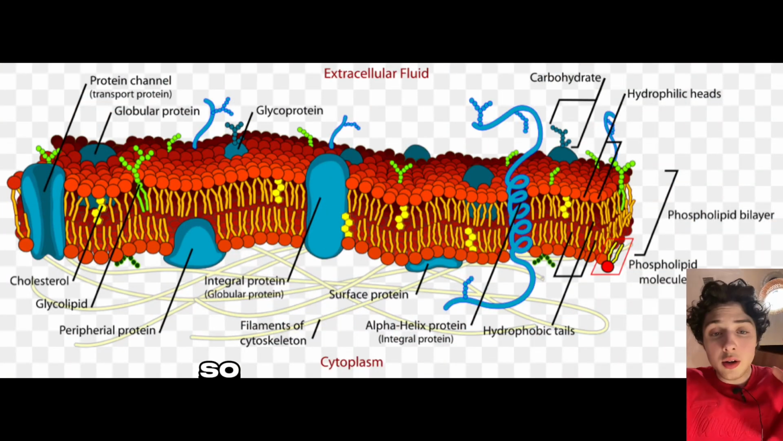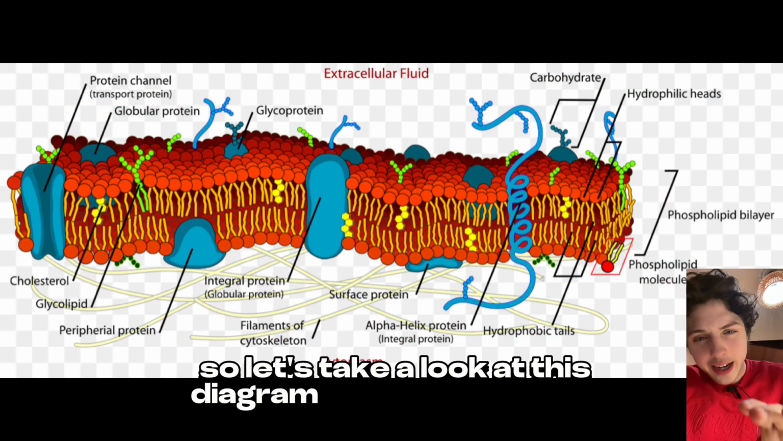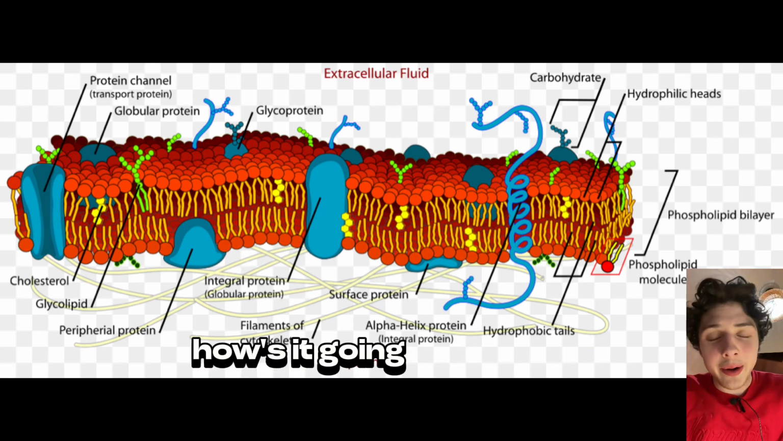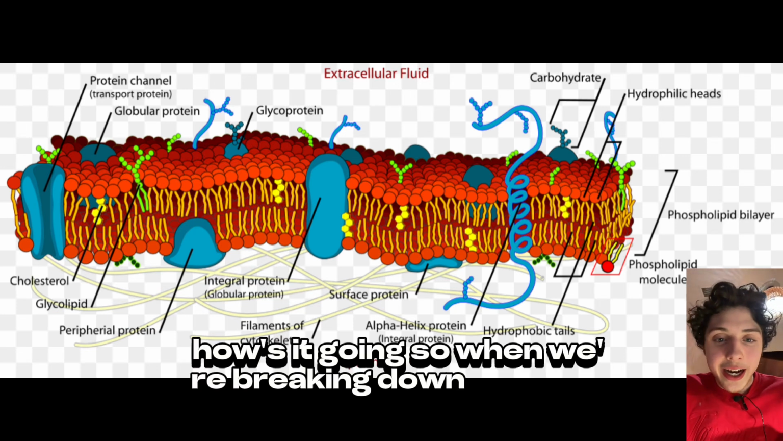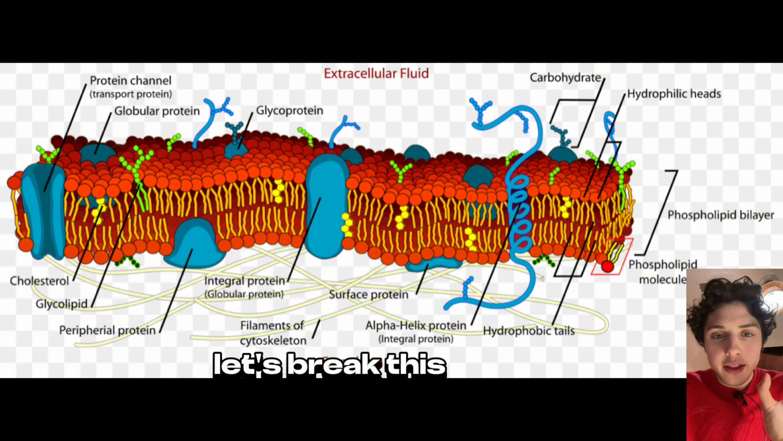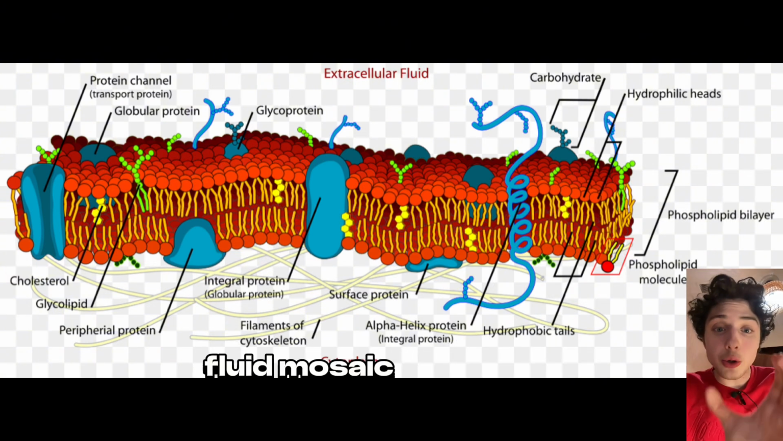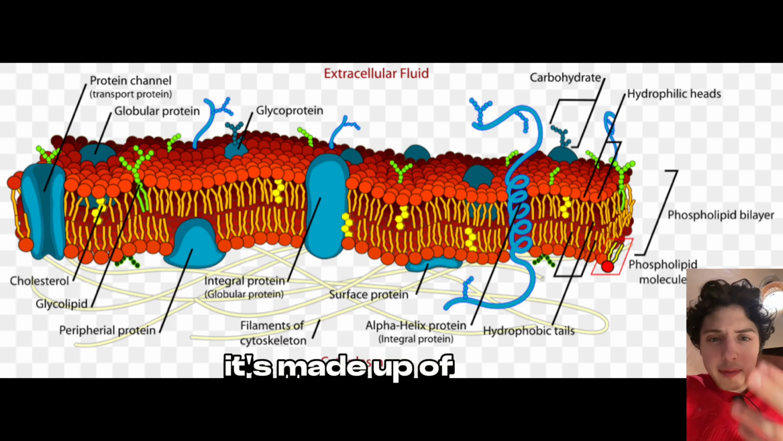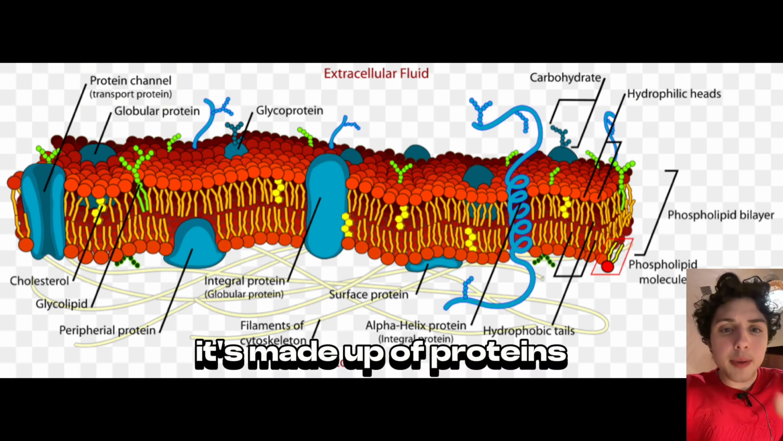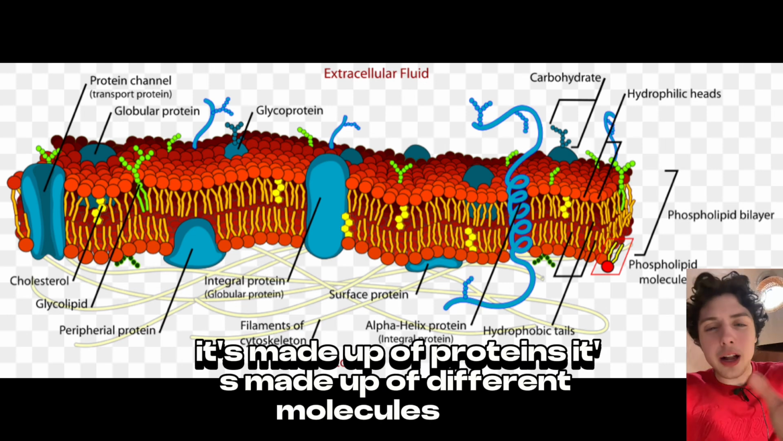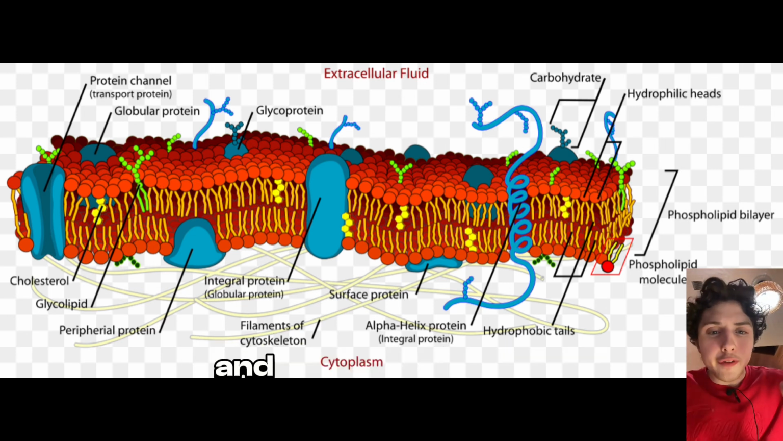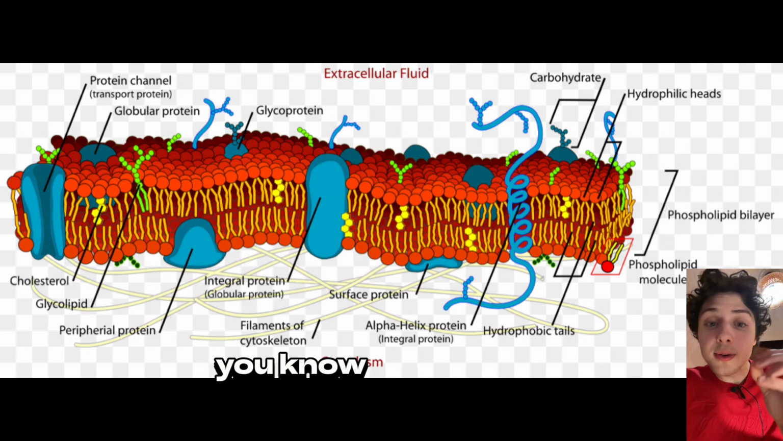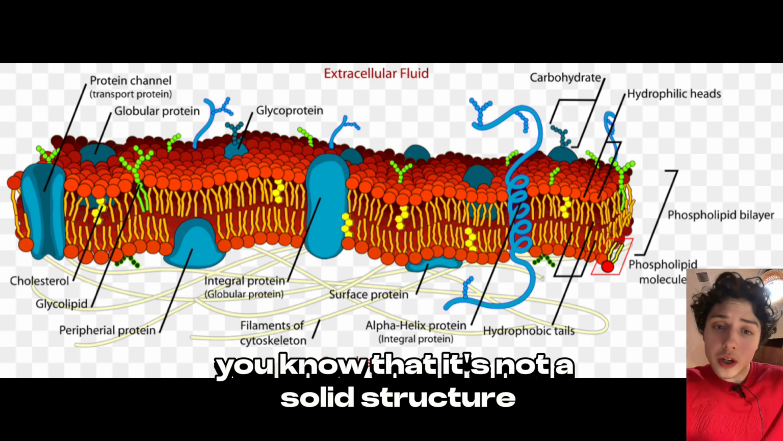Let's get into it. So let's take a look at this diagram that we have here. You're going to see my little face in the corner. How's it going? So when we're breaking down the fluid mosaic model, let's break this term up first. Fluid mosaic. When we think of mosaic, it's made up of a lot of different things. It's made up of proteins, it's made up of different molecules, right? And fluid, it's constantly moving. If you watch my fun facts, you know that it's not a solid structure.